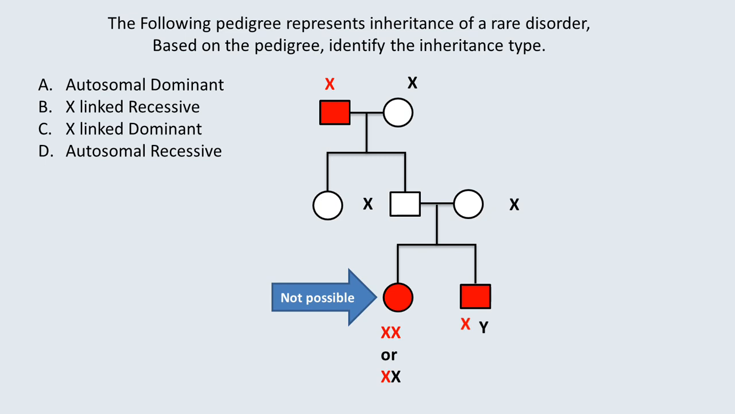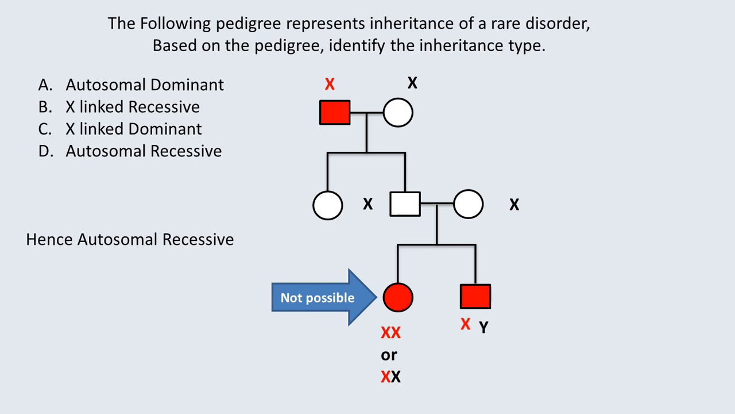So when the second possibility is considered, she will be a carrier, but according to the pedigree question, she is an affected individual, right? So if she needs to be affected, it means both of her X chromosomes need to be carrying those lethal mutations, or she will be a carrier if only one of her X chromosomes is carrying this mutation. Hence, we can conclude that this particular pedigree follows an autosomal recessive pattern. Hence, the answer is going to be D, that is autosomal recessive.